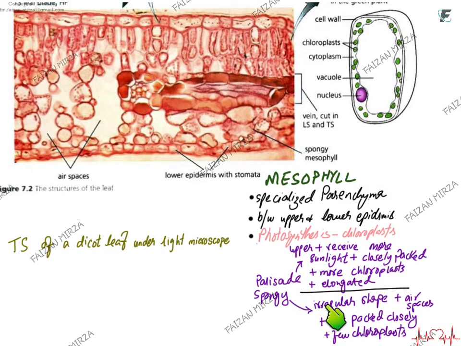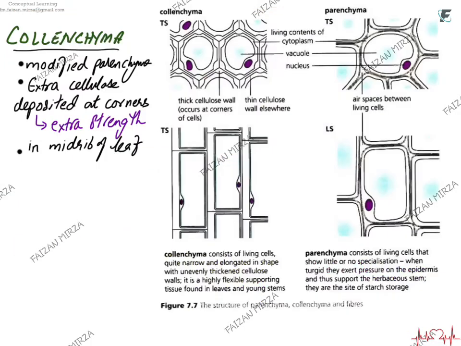Spongy mesophyll cells are irregular in shape. They have air spaces. They are not closely packed. They have fewer chloroplasts, and these air spaces are a characteristic feature of the spongy mesophyll because it's these air spaces which line up with moisture, and this water vapor evaporates and just goes out through the stomatal opening, and that's called transpiration, which we'll eventually be discussing, which plays a major role in pulling the water up in the xylem.